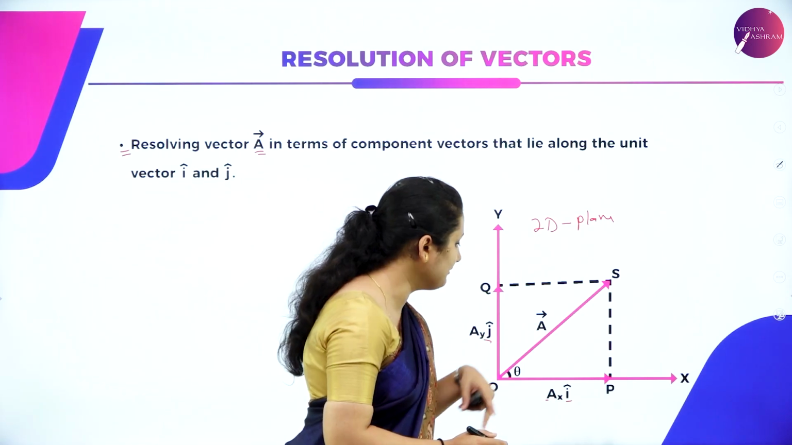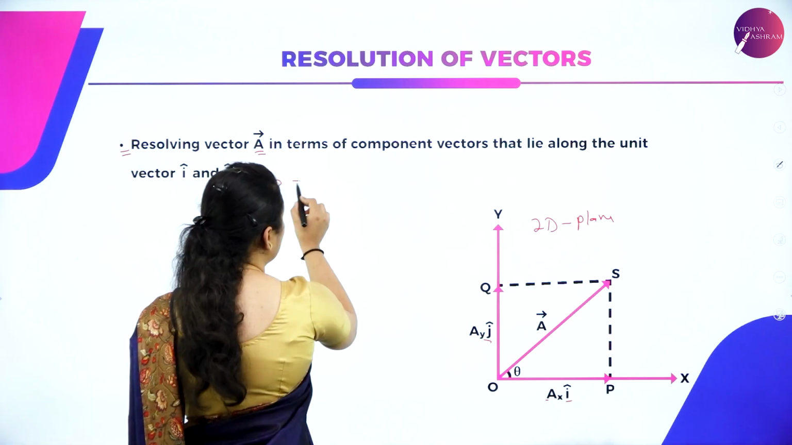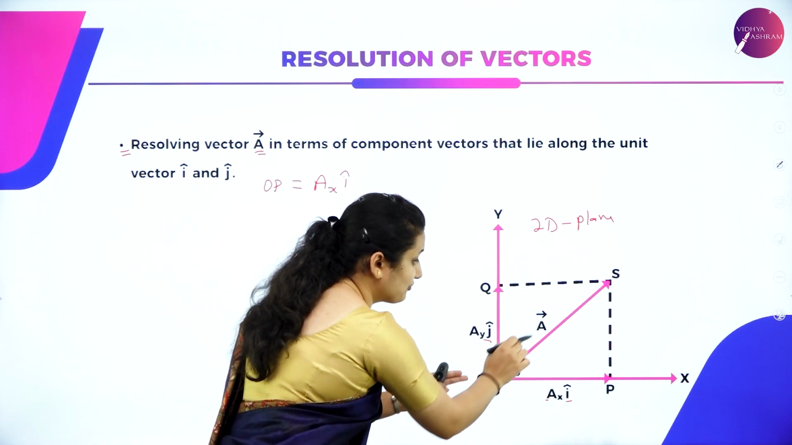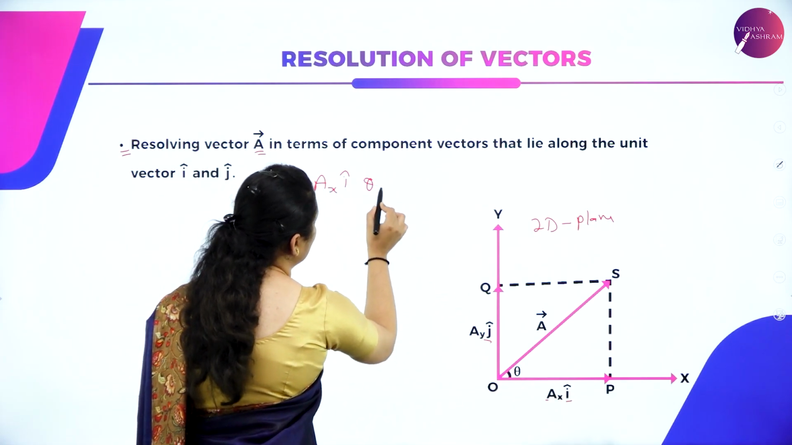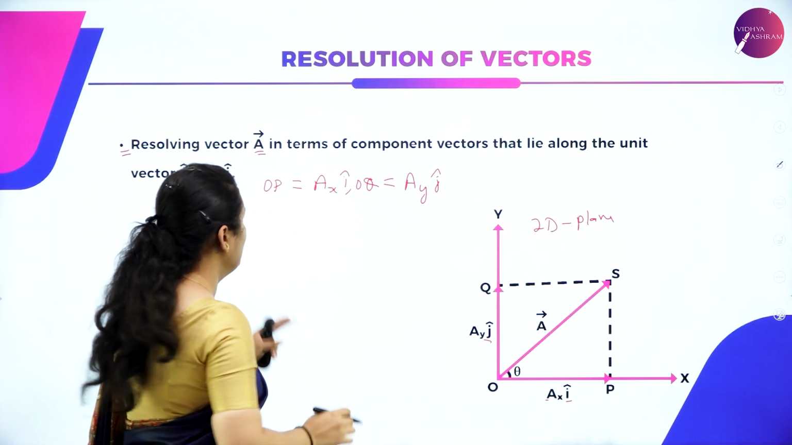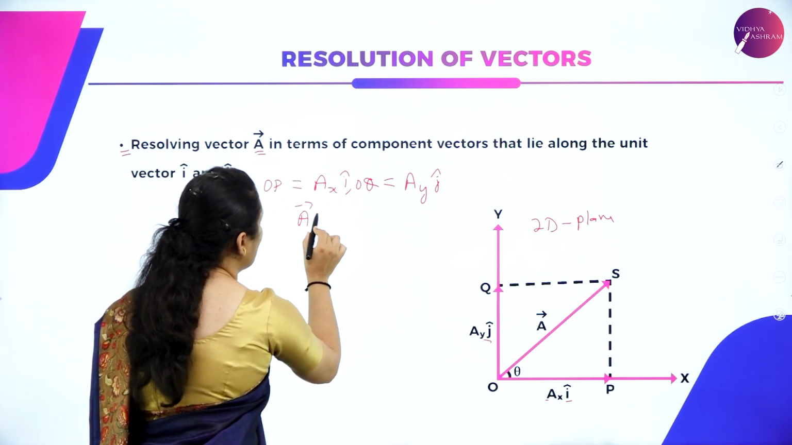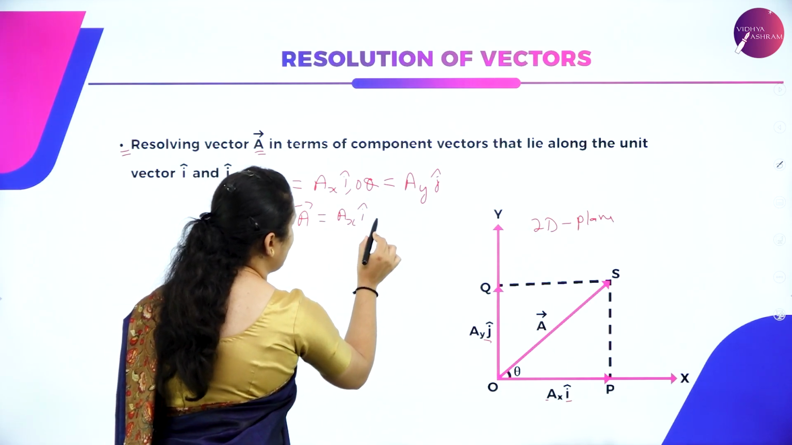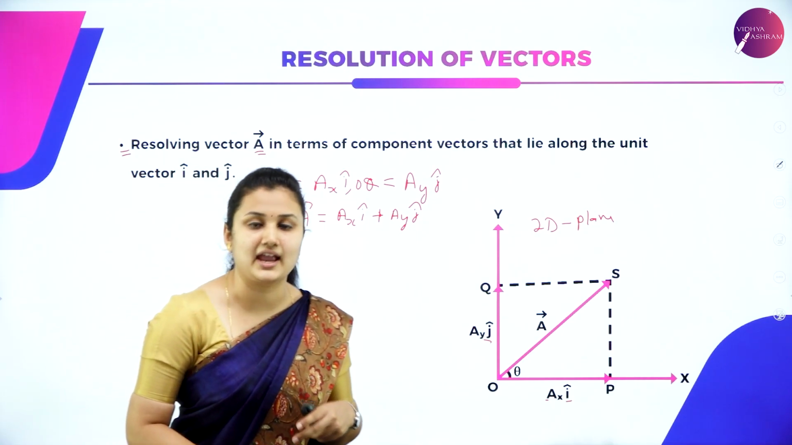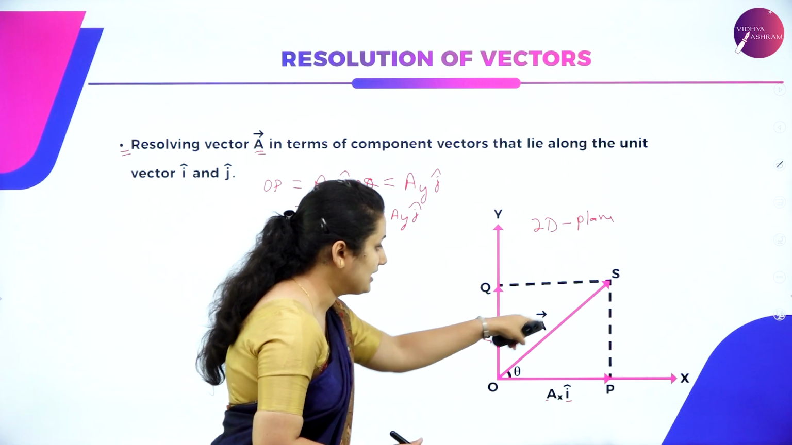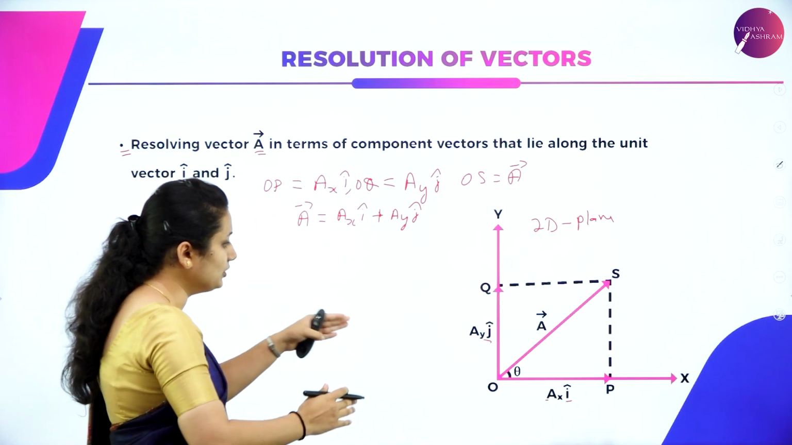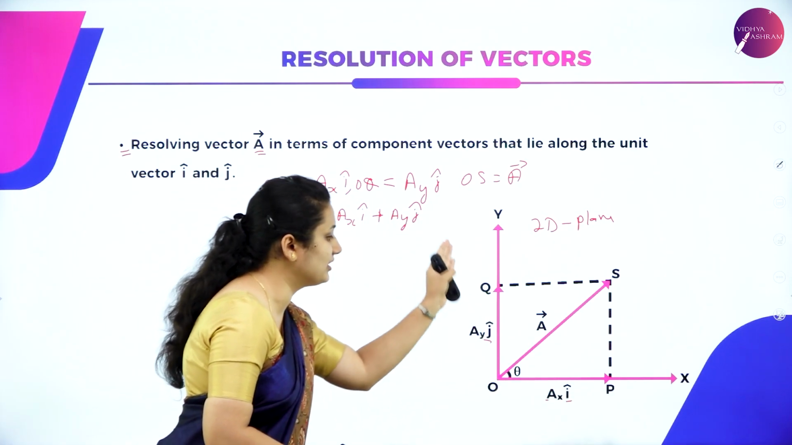So I have OP, which gives me Ax i cap, where i cap is the unit vector specifying the direction of A along the X axis, and OQ represents vector A along the Y axis with unit vector j cap. Now, what is vector A? Vector A is resolved into Ax i cap plus Ay j cap. So the vector A, given by the line OS, is now split into its component along the X axis plus its component along the Y axis.